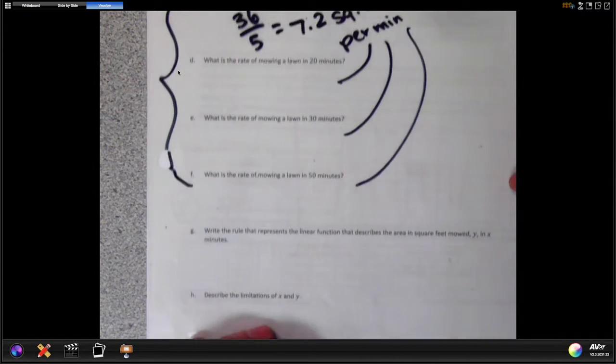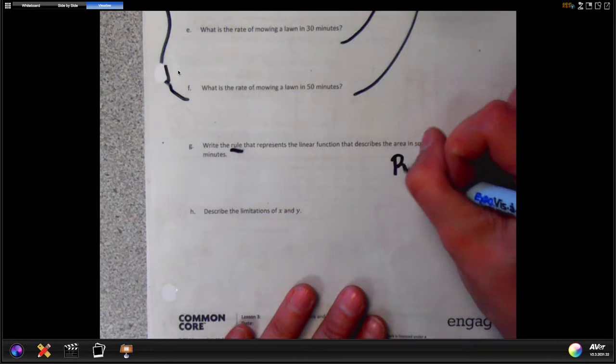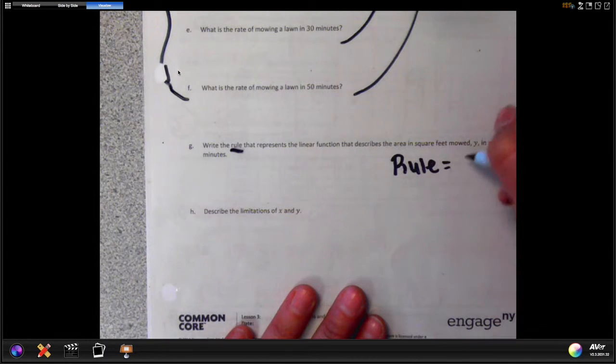Let's write the rule that represents the linear function that describes the area in square feet mowed, y, in x minutes. First things first, you need to know that the word rule in mathematics is equivalent to the word equation.